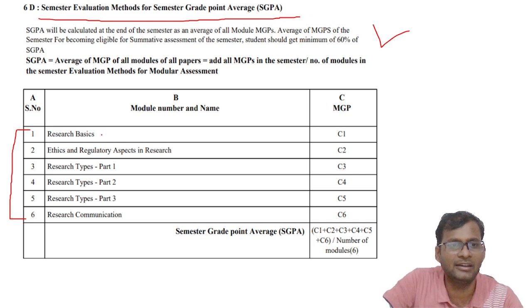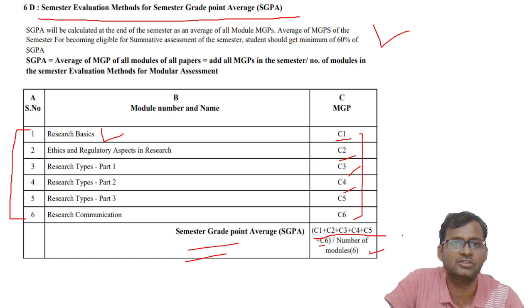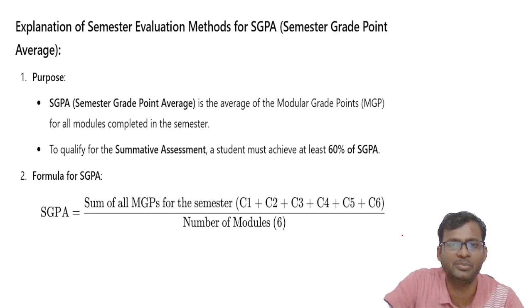That is, for example, these 6 modules we completed in this first 6 months, then we have to do the calculation for this SGPA. How to calculate SGPA? We simply add all the MGPs, represented as C1 for module 1, C2 for module 2, C3, C4. You simply add all the modular points and divide by the number of modules. It will give the semester evaluation method, that is semester grade point average, SGPA.